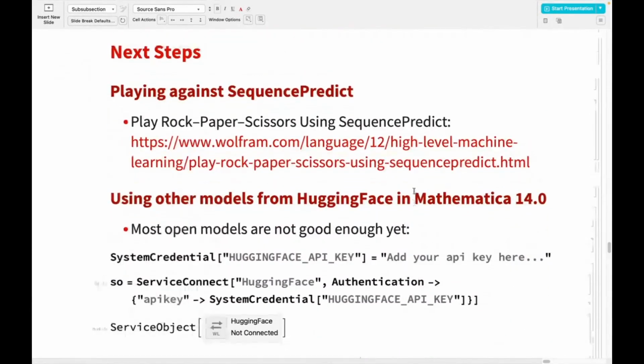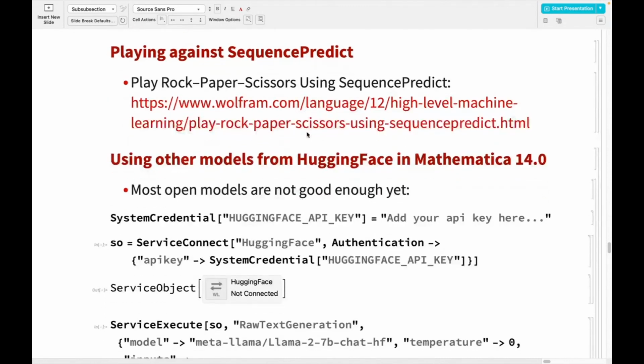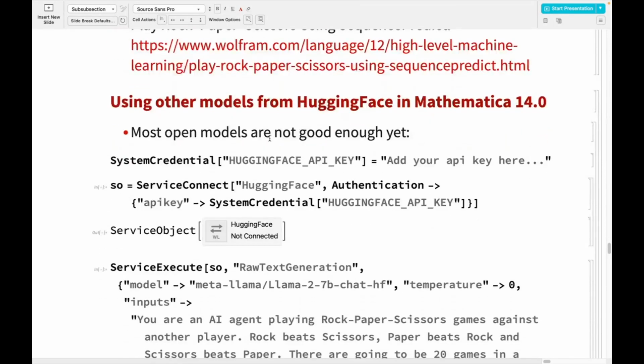Other things that I did not try, but could also be explored, is playing against sequence predict. Sequence predict is probably going to win against GPT-4, and this is an example of using sequence predict to predict the next move from a seen sequence of rock, paper, scissors.